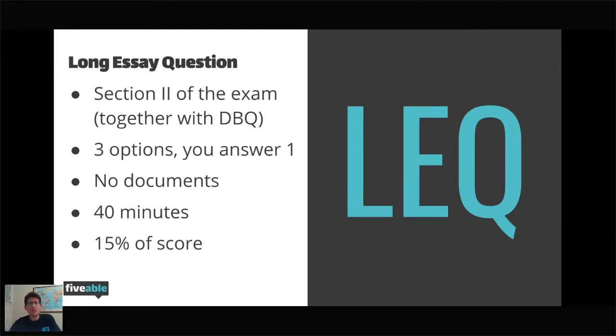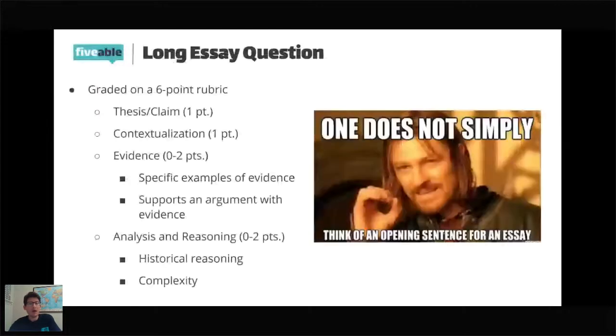But they give you a choice. There are 3 options to the LEQ, and you get to choose from those 3 options. And you only have to answer one of the questions. Again, no bonus for going overboard. You don't get extra points for answering the hard question. Simply put, choose the one that you know best. It's 15% of the score overall. And it is graded out of 7 points with a 6-point rubric.